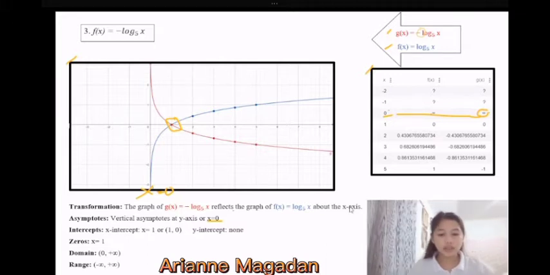If there is an x-intercept, there is always a zero. Let us look at our table of values. In our function g of x, we can see this 0 value. The corresponding x for y equals 0 is x equals 1. That means our zero is x equals 1. Whatever value we have for our x-intercept is exactly the same as the value of our zero.